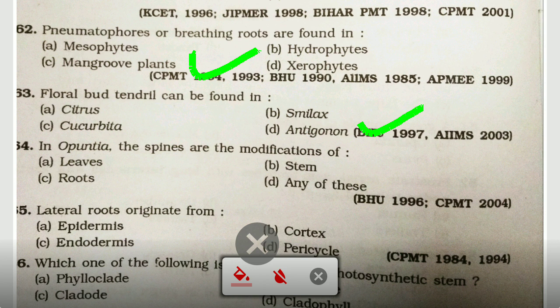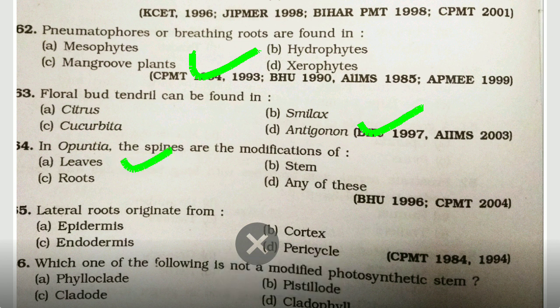Now in the next question, in Opuntia, very important question about Opuntia. The question being asked is: in Opuntia, the spines are modification of the leaves. Understood? See, in Opuntia the spines are actually the modification of leaves. In Opuntia the whole plant is a modification of stem, but on that particular stem some spines will be there. Those spines actually represent the leaves. Okay, they are reduced to spines.